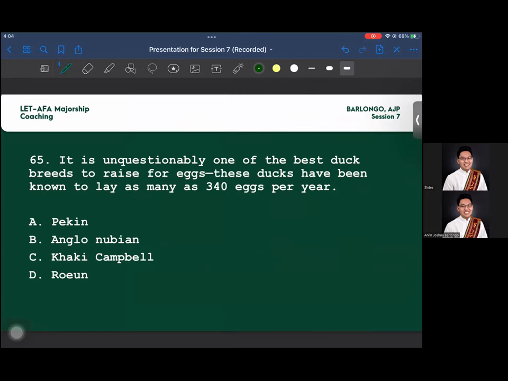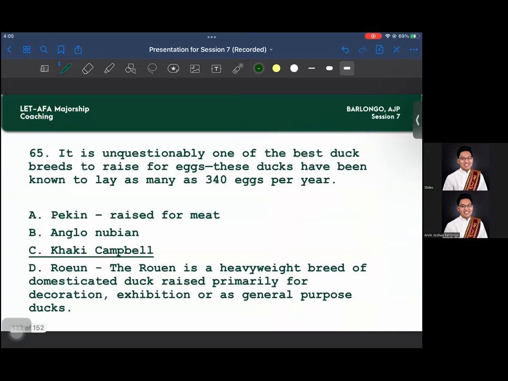Number 65. It is unquestionably one of the best duck breeds to raise for eggs. These ducks have been known to lay as many as 340 eggs per year. A, Pekin, B, Anglo-Nubian, C, Kaki Campbell, or letter D, Rouyn. So for this one, the answer is letter C, which is Kaki Campbell.